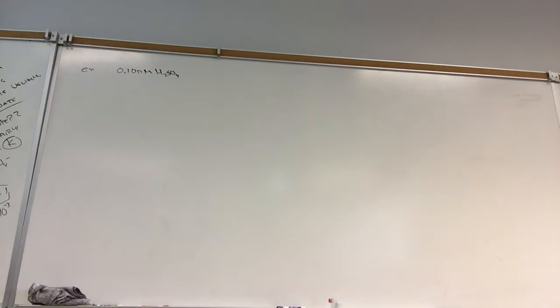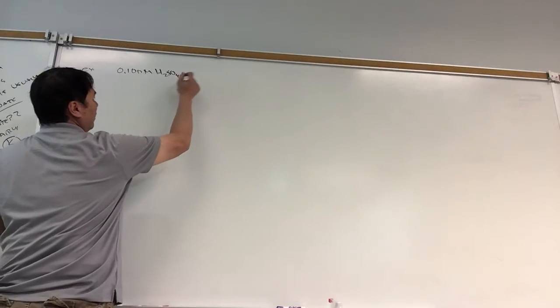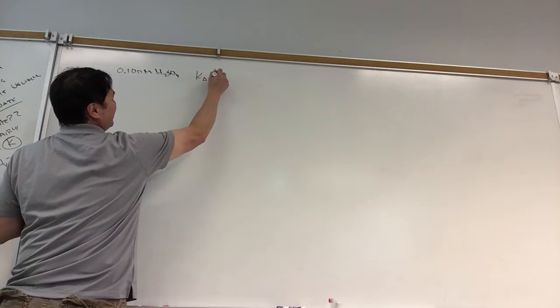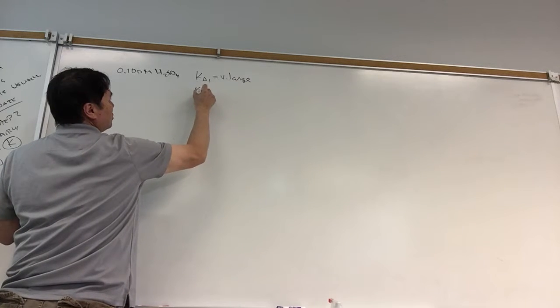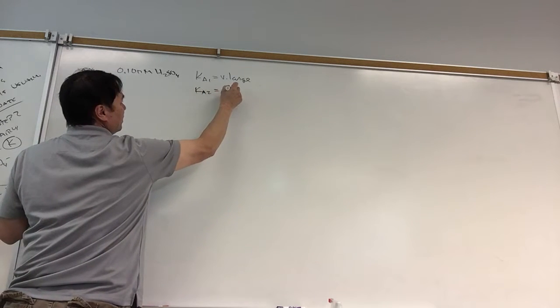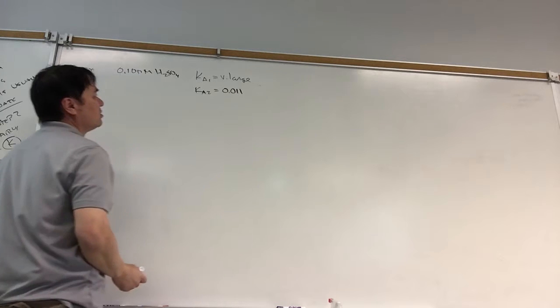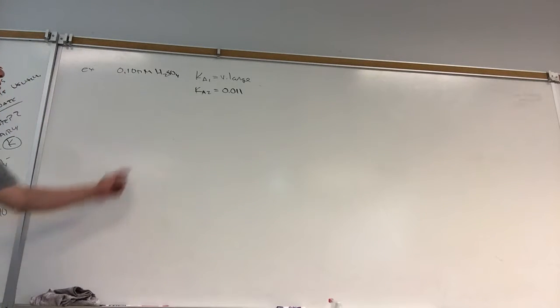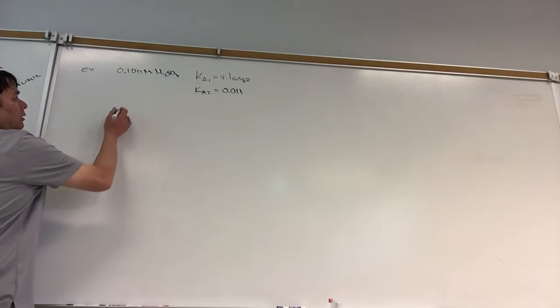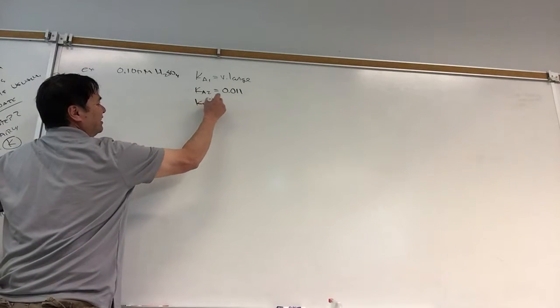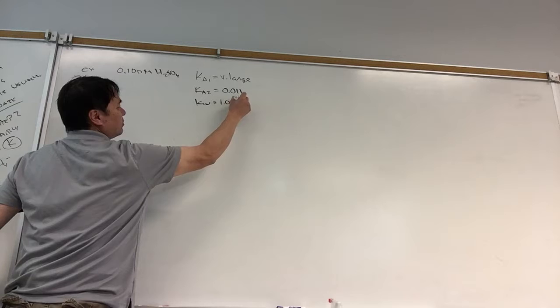All right, let's do this one then. For this one, Ka1 is very large. And then Ka2 is 0.011, which is 1.1 times 10 minus 2. So that we can consider pretty big. Kw is 1.0 times 10 minus 14.